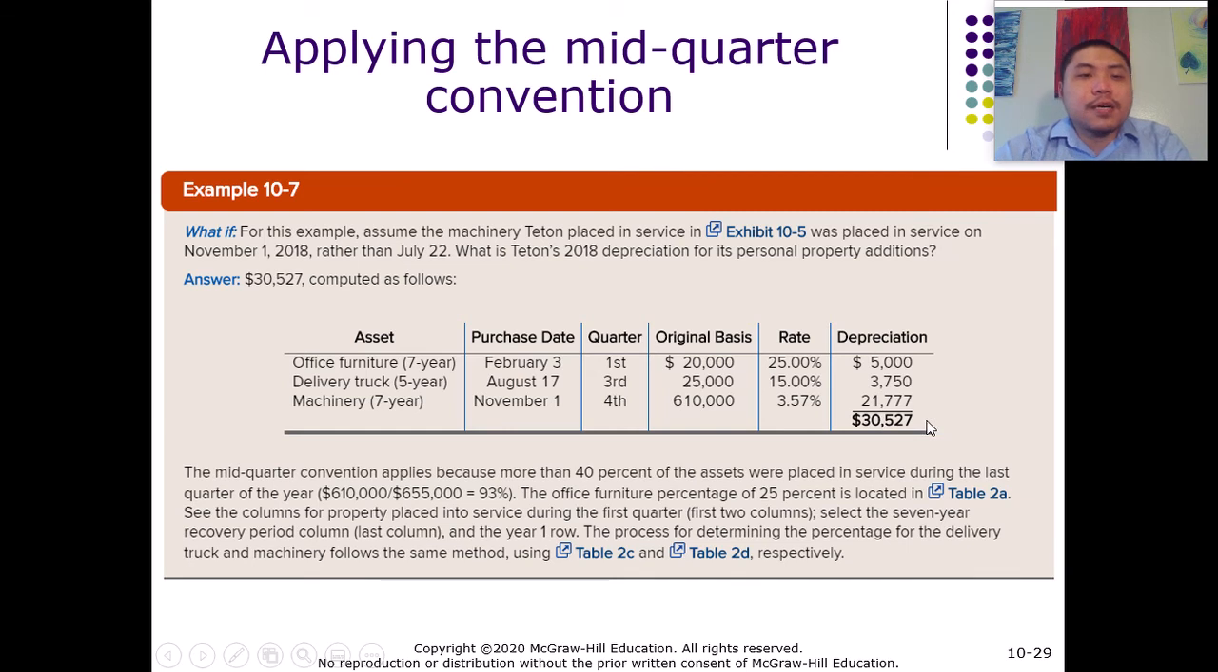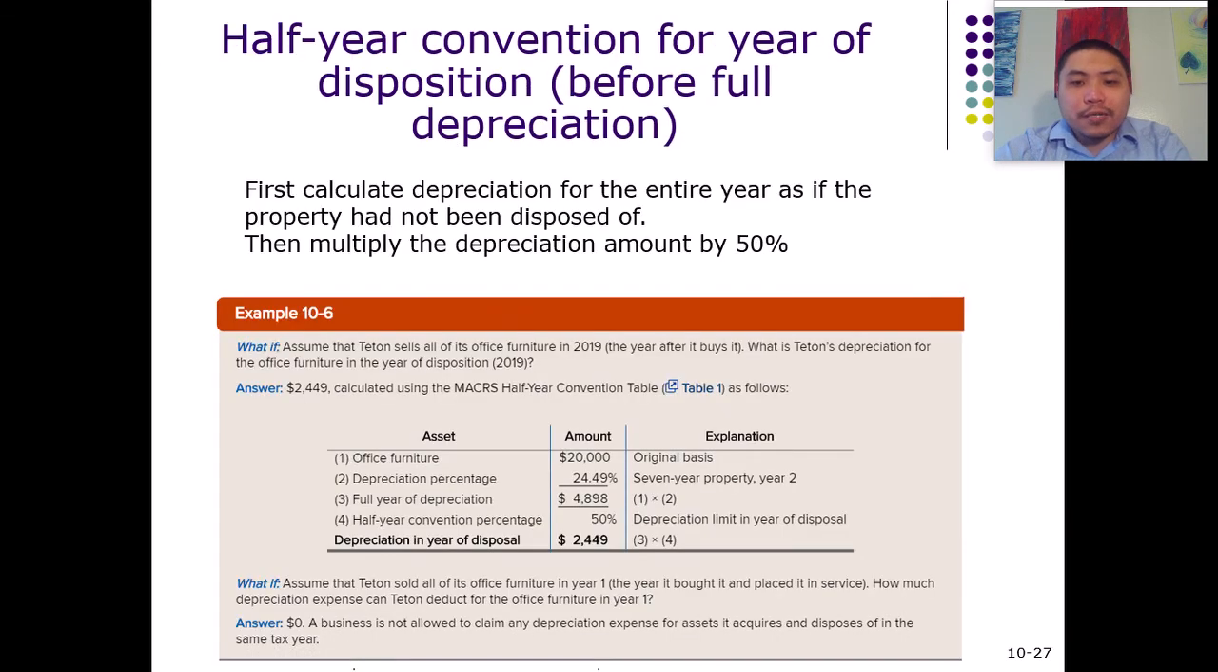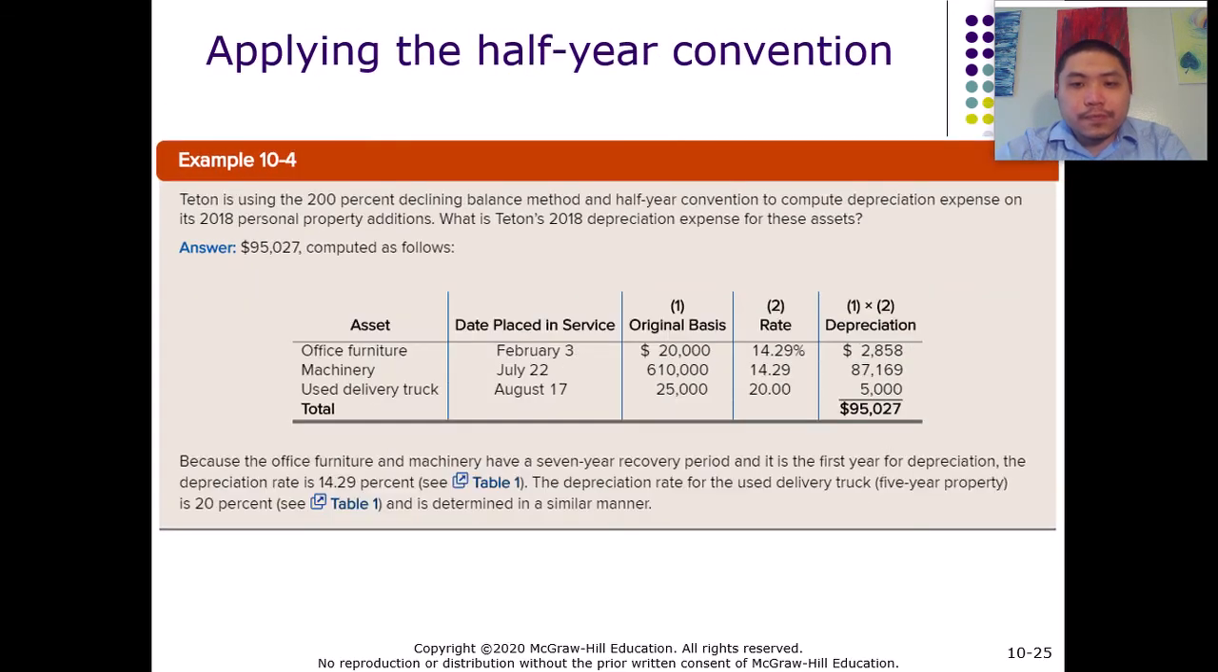right? But if we go back to our example for the half-year convention, the total depreciation expense was $95,000. So you can see the difference here. So that's why businesses prefer the half-year convention way more than the mid-quarter convention. Right.